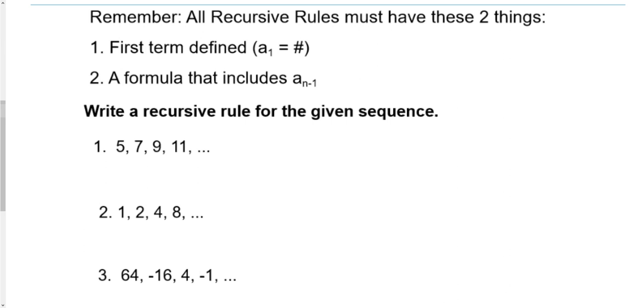So first, I kind of mixed up the problems. I want to see if you can tell the difference between arithmetic and geometric. So let's take a look at the first one. Is the first one arithmetic or geometric? Let's talk one more time. What's the difference between arithmetic and geometric?